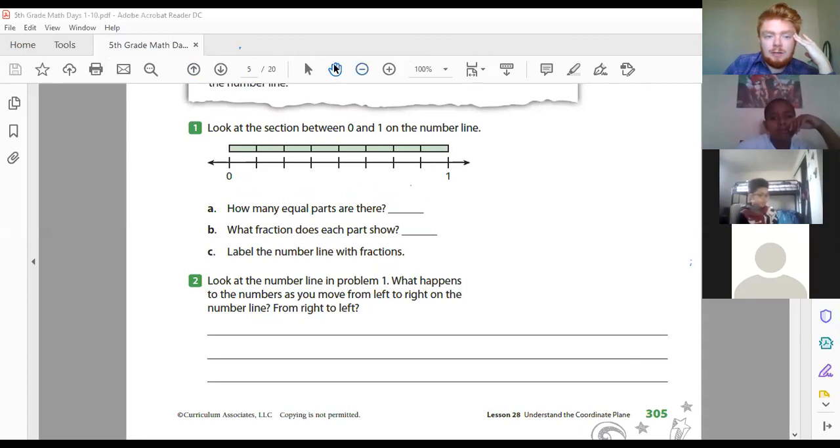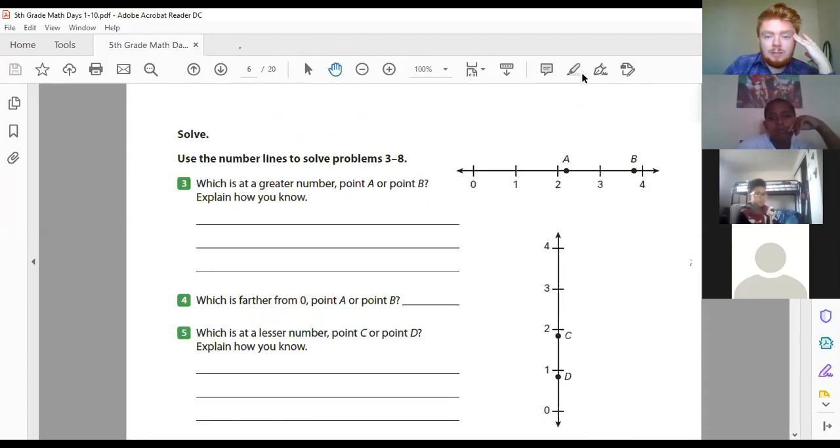I'm gonna exit that out, go down. We're on the next one. I wish this annotate thing could be moved, but I don't know how.